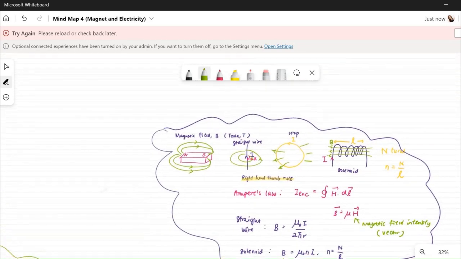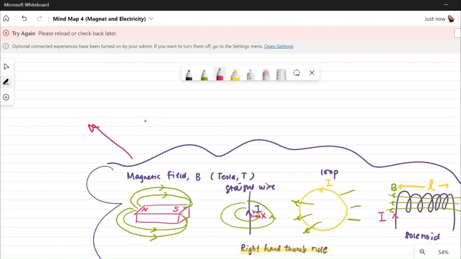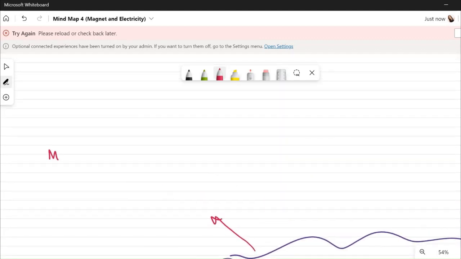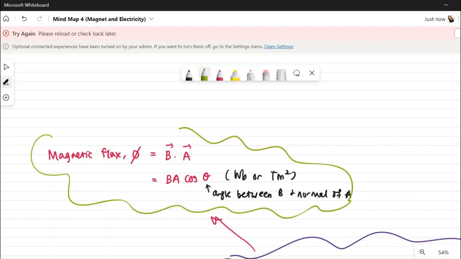Right, so now, if we refer back to the magnetic field, we can actually relate this magnetic field to another term. We call it magnetic flux, with the symbol phi. So magnetic flux is defined as the dot product of magnetic field and the area, right? And you will get BA cos theta, where theta is the angle between B and the normal of A. And the unit for the magnetic flux is Weber or Tesla meter square. So this is the definition of magnetic flux.